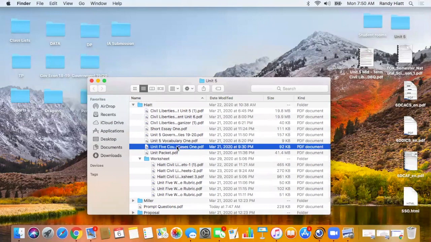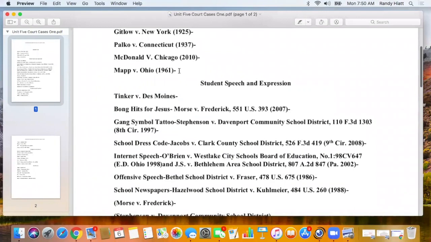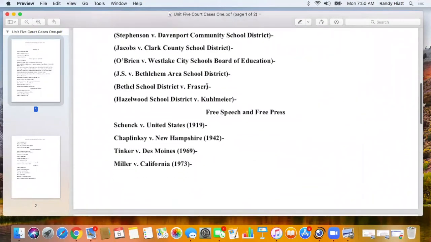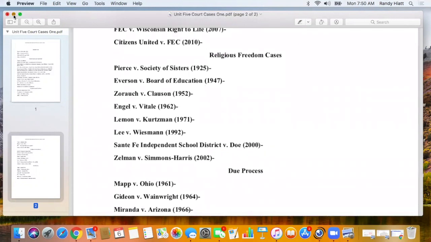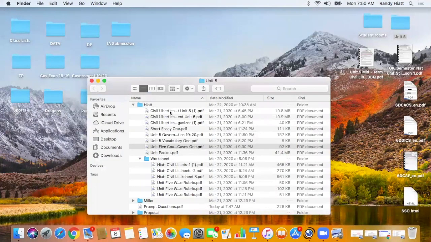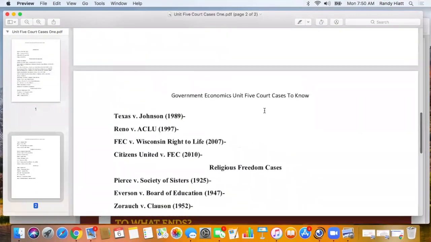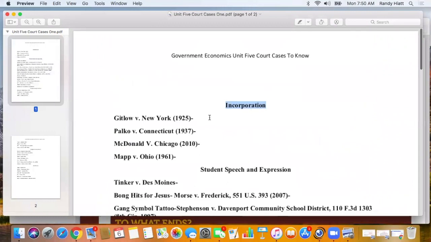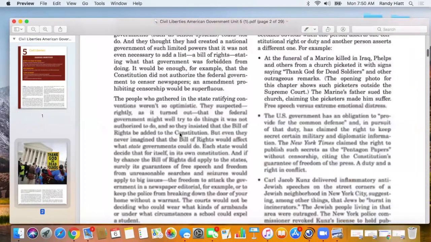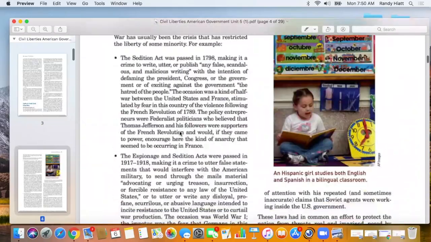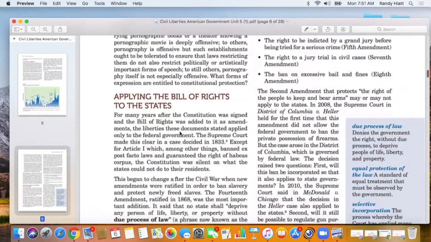So you have your court case document. It looks like this. This information should be complete, information about the court case. These all can be found inside chapter 5. For instance, if I pull up chapter 5 and look at the court case documents, and let's say the first court case is Gitlow versus New York, I should be able to go inside chapter 5 and find information about Gitlow versus New York.